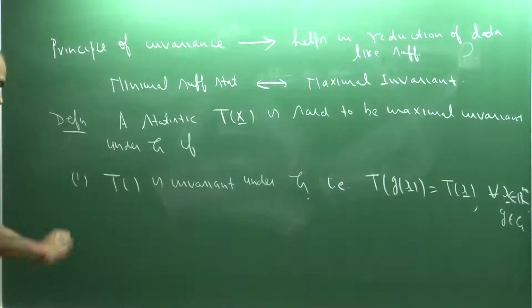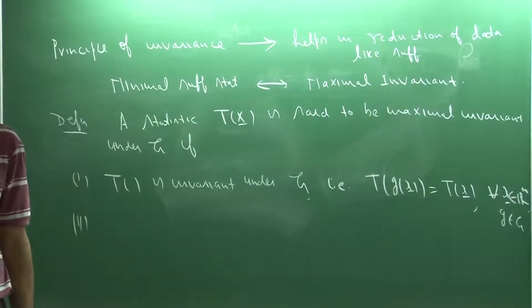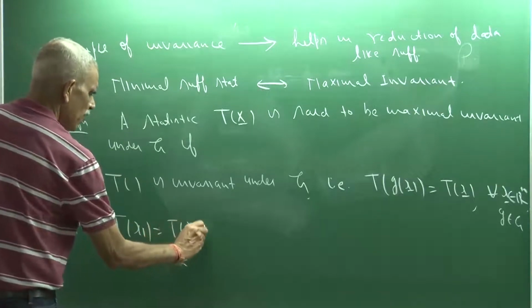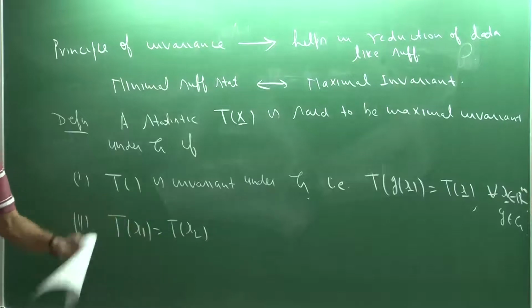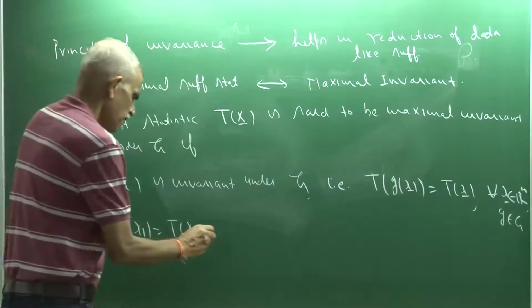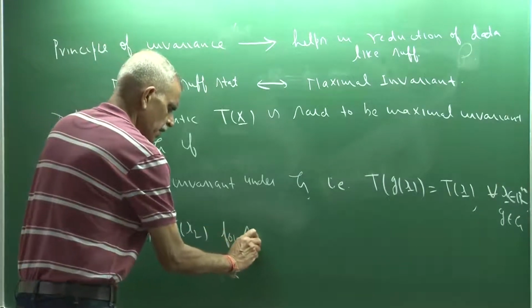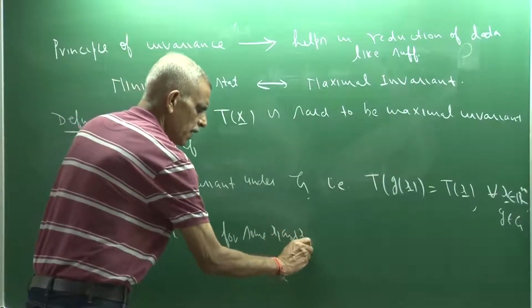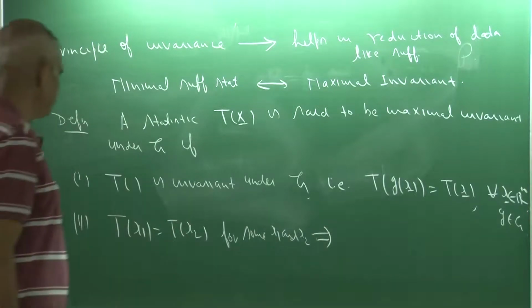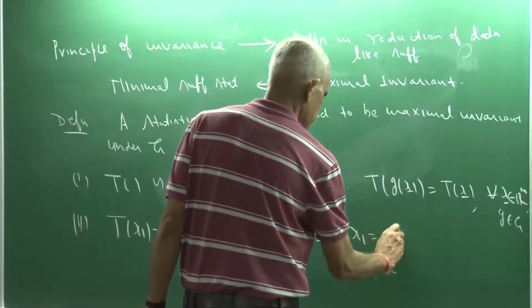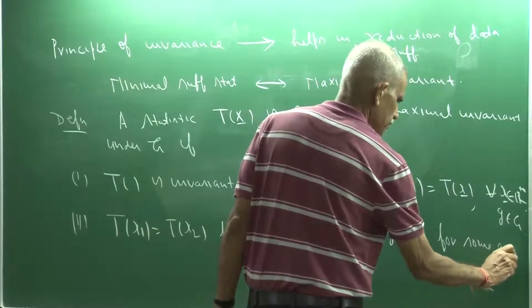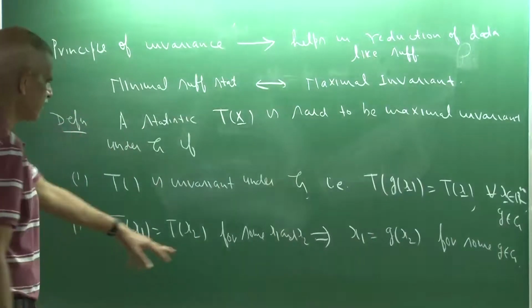Now, it is maximal invariant. That means if T(x1) is the same as T(x2), that means the two values of the statistic, two sample points, fall in the same contour of statistic T, for some x1 and x2. That should happen only when x1 is g times x2 for some g. So it is giving the maximal reduction in this case.